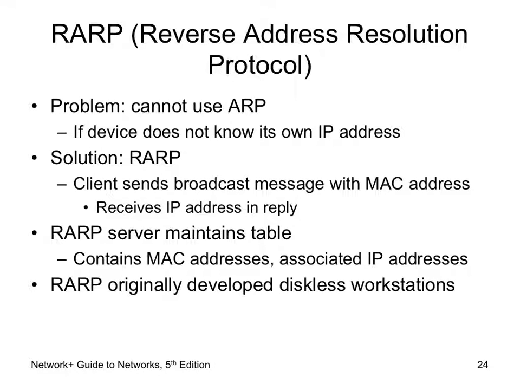The next is Reverse Address Resolution Protocol, RARP. The problem is you cannot use ARP if a device doesn't know its own IP address. The solution is RARP. The client sends a broadcast message with a MAC address. It receives an IP address automatically. The RARP server maintains a table, much like Excel, just like the ARP. It contains MAC addresses and associated IP addresses.